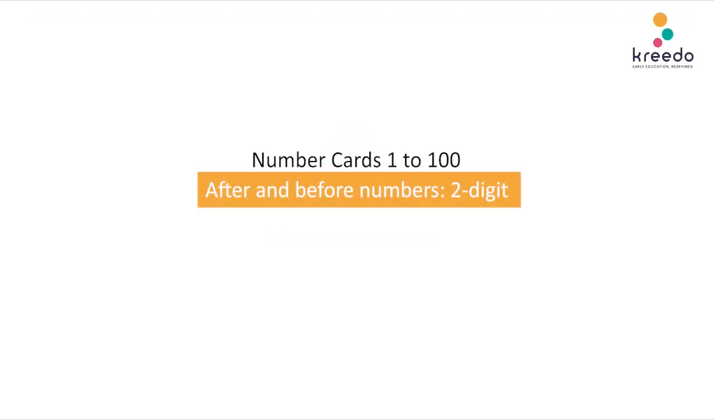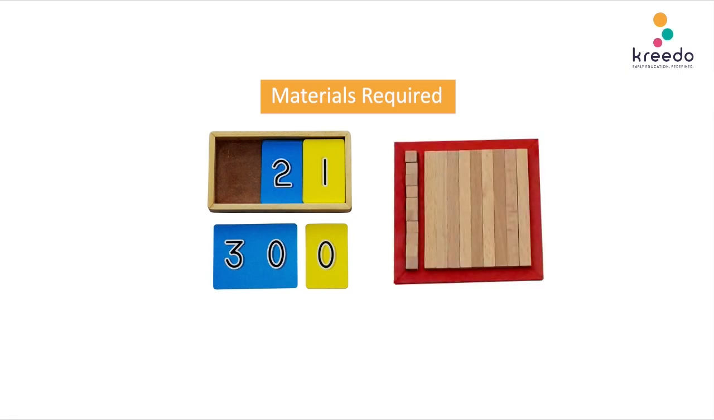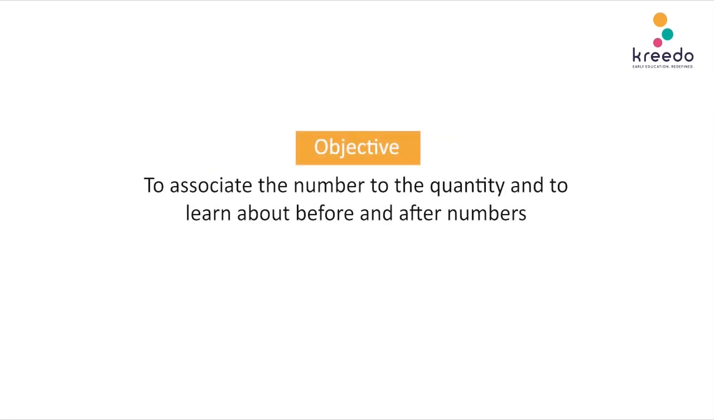Number cards 1 to 100. After and before numbers to digit numbers. Materials required: tens and units number cards, quantity box. Objective: to associate the number to quantity and to learn about before and after numbers.